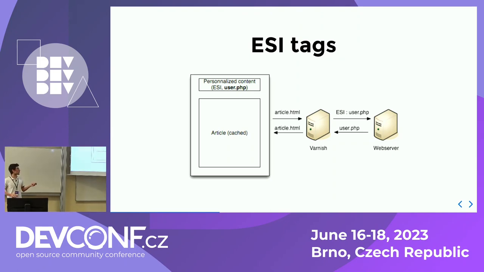So here you return a web article and you have the full page that would be cached in your Varnish server, for example. But you have a dynamic header with the user.php call. Your client will say, okay, send me article.html. It will request the whole article on the web server, parse the HTML content, detect an ESI tag and make another request to user.php, get the response, and replace the ESI block in your full page with the user.php response.